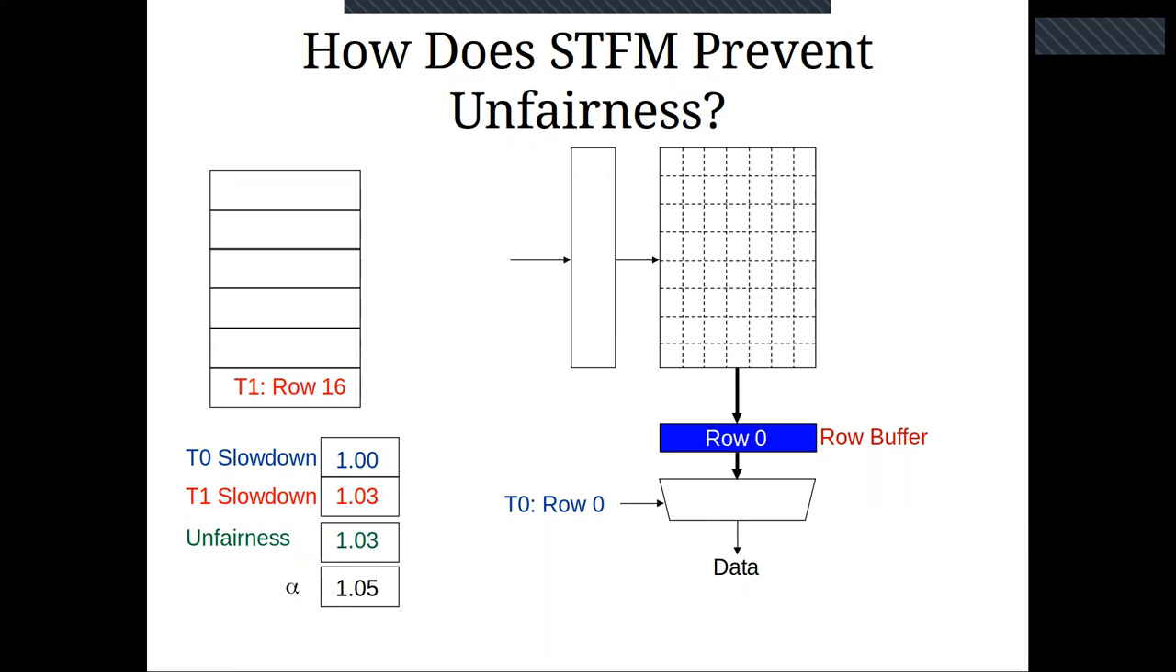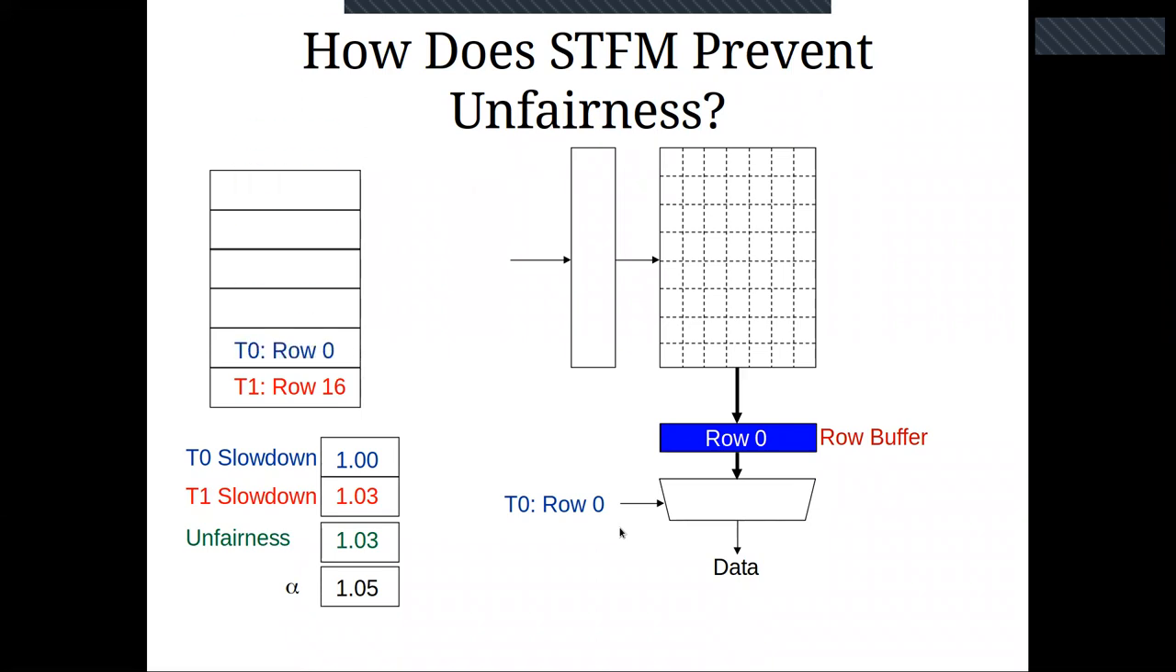But what happens is that we also update our slowdown. So now T1 has a bit of slowdown, right? It's a little bit slower than if it had been running alone, right? If it had been running alone, this would have been serviced and it would be slowdown of 1, nothing happened. But since we decided to service T0 instead, we get a little bit of unfairness now.